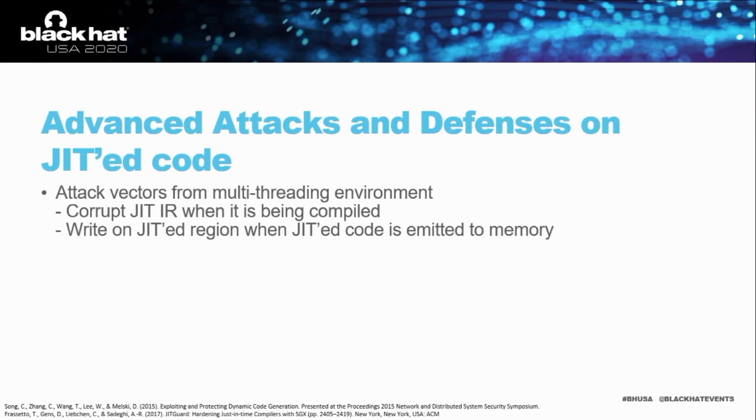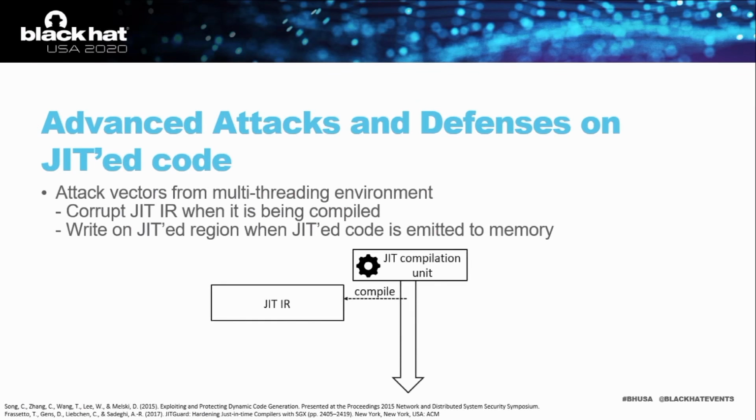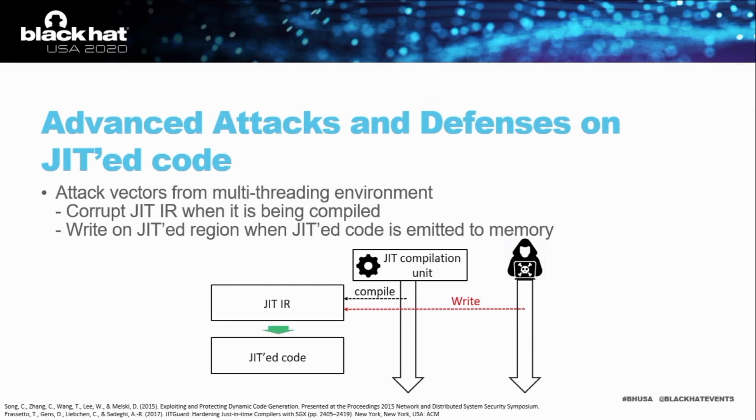There are more advanced attacks on JavaScript engines, especially utilizing multi-thread capability. Look at this slide. During the JIT compilation, JIT compilers first generate the intermediate representation, which is JIT-IR. At that time, an attacker spawns a new thread and steals a CPU cycle to overwrite JIT-IR. Then the JIT code transformed from the corrupted JIT-IR eventually contains attacker's code. Or by using the similar technique, an attacker can inject his code directly onto the JIT region when it becomes writable.